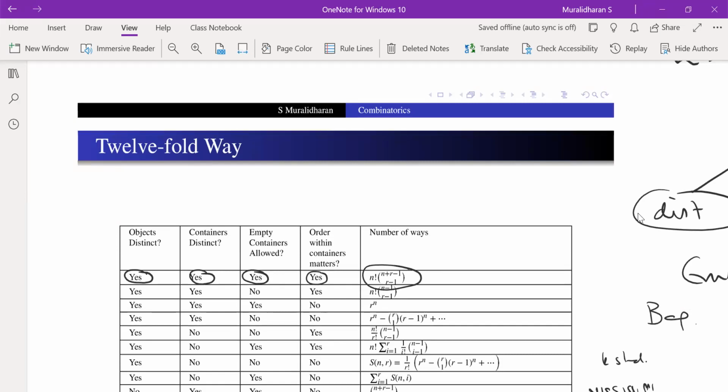Here the number of shelves is given as k, so it should be k. So I have n factorial into n plus k minus 1 c k. So this is the number of ways of arranging this.